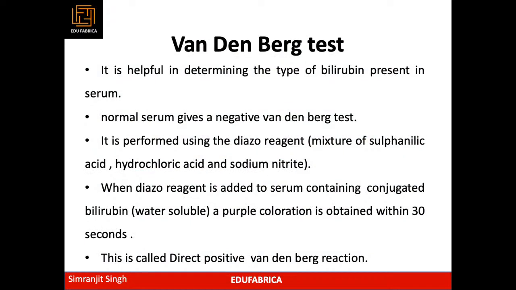So this is the van den Bergh test. It is helpful in determining the type of bilirubin present in the serum. Normal serum gives a negative van den Bergh test. It is performed using diazo reagent. We have discussed LFTs in the previous slide. It is a mixture of sulfanilic acid, hydrochloric acid and sodium nitrite. When diazo reagent is added to serum containing conjugated bilirubin, a purple coloration is obtained within 30 seconds, and this is called a direct positive van den Bergh reaction.